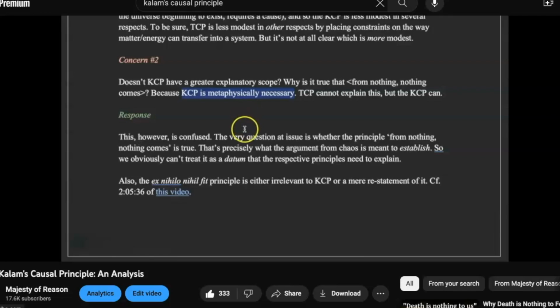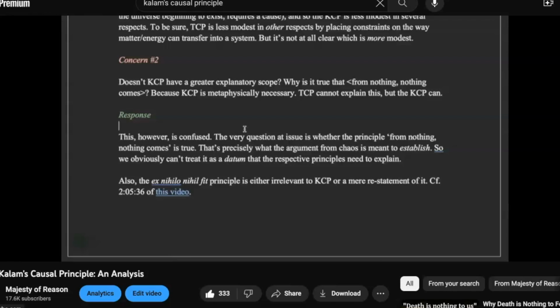Now, as it happens, from nothing, nothing comes is actually ambiguous. It could be saying that from a state of nothing, there cannot emerge something that comes from that state of nothingness. It's not as though something can emerge from a state of non-being. Non-being can't produce something. Well, sure, when you put it that way, the principle seems obviously true. It seems pretty innocuous. But then it's just utterly irrelevant to the Kalam's causal principle.